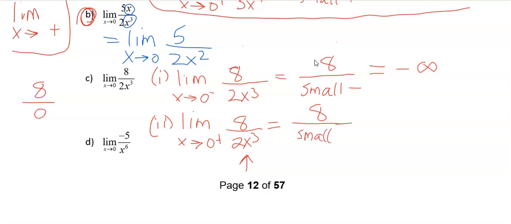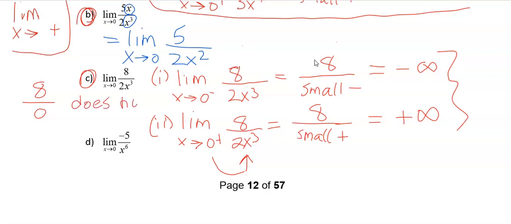Well, that's going to be infinity, but is it going to be positive or negative this time? Well, a positive x value cubed is still positive. Look at that. So now, positive divided by a positive is positive infinity. Are they going toward the same place? The answer is no, they're not. So therefore, we can conclude here for C that the limit as x approaches 0 of 8 over 2x to the power of 3 does not exist. It does not exist. Okay?